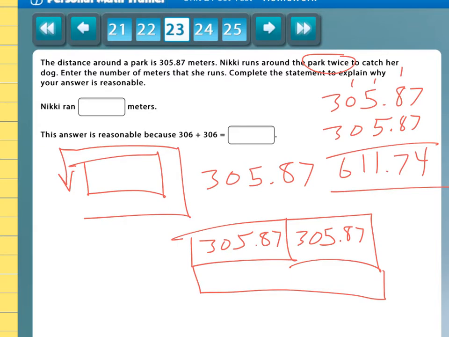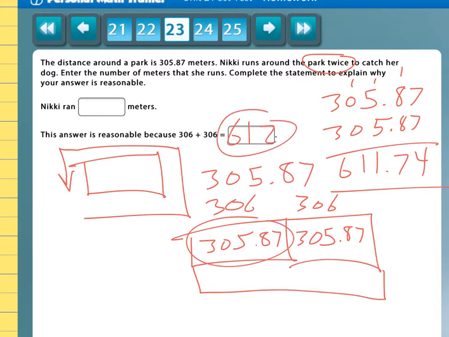Now let's see if it's reasonable. I'm going to round each of these numbers to the nearest whole, which would be 306 and 306, and together the answer 306 and 306 would be 612. And as you can see, my actual answer of 611.74 is very close to 612, so my answer is reasonable.